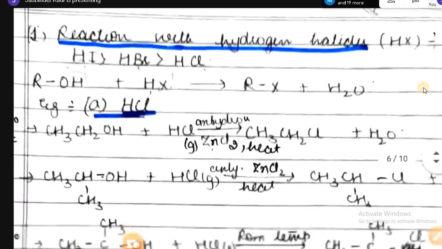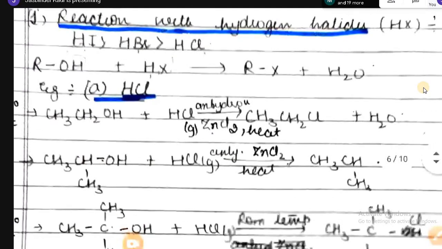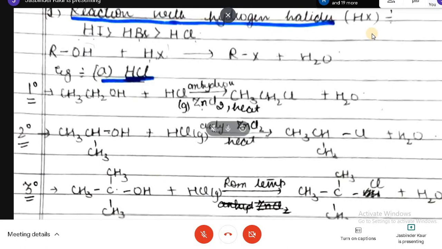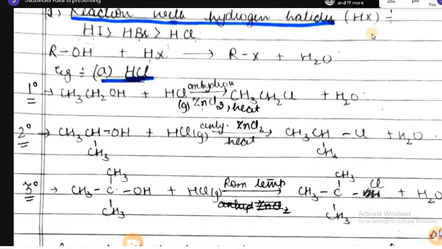And in the presence of anhydrous zinc chloride, only the OH group of alcohol is replaced with Cl and water is formed. Taking a particular example, 2-propanol, when it is treated with HCl in the presence of anhydrous zinc chloride, OH is replaced with Cl and water is formed as a side product. Similarly, in tertiary, we get the same, OH is replaced with Cl. So what is the difference between these three reactions? First is of primary alcohol, second is of secondary alcohol, third is of tertiary alcohol.